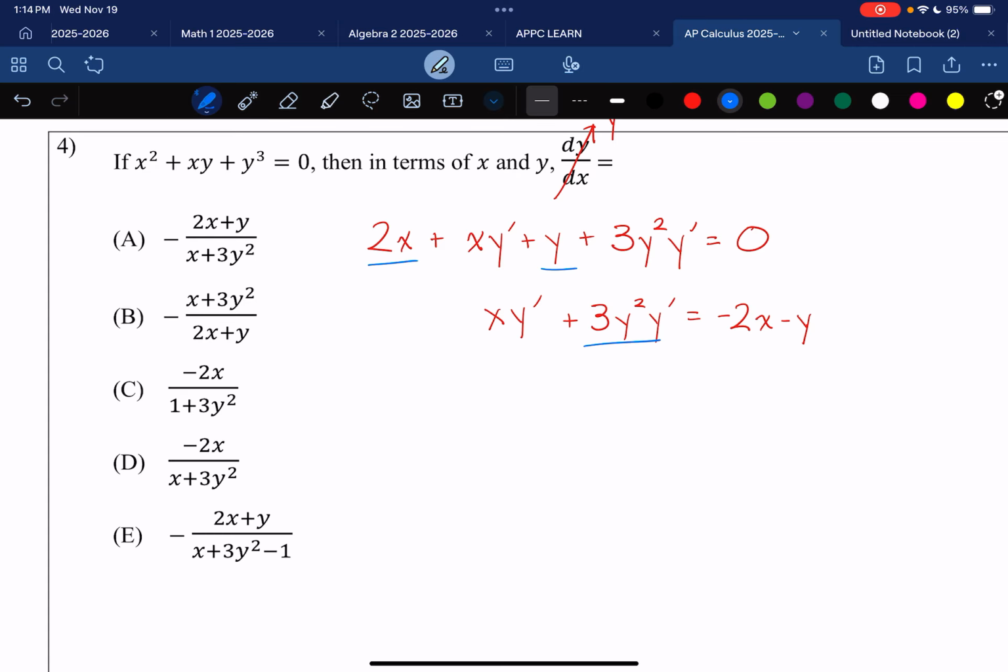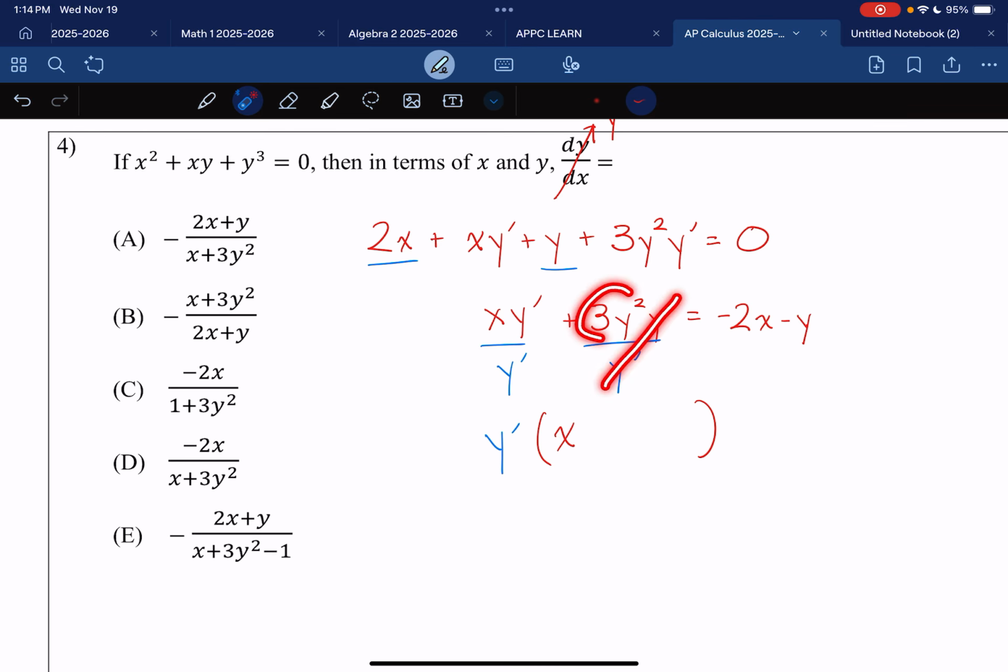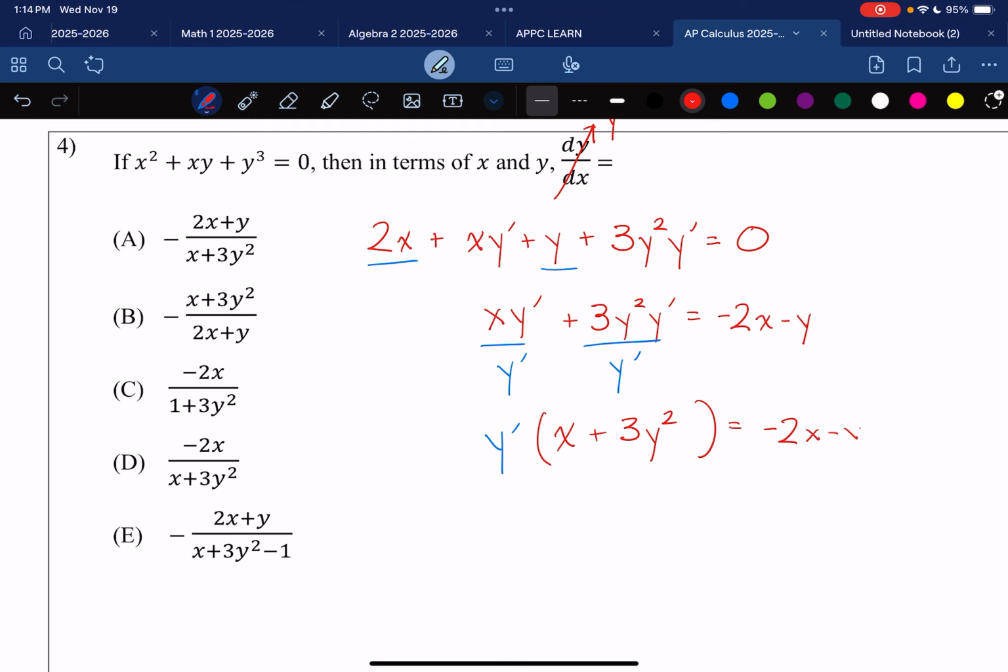I like showing my work for the y prime factoring out because a lot of students struggle with it. When I factor out a y prime, that means my y prime has been factored out, and what's left over is whatever that quotient is. The y primes will cancel out, leaving behind an x, and these y primes cancel out, leaving behind a 3y squared. I'll copy down that plus sign, and this is still set equal to the right-hand side, which has not been changed, negative 2x minus y.